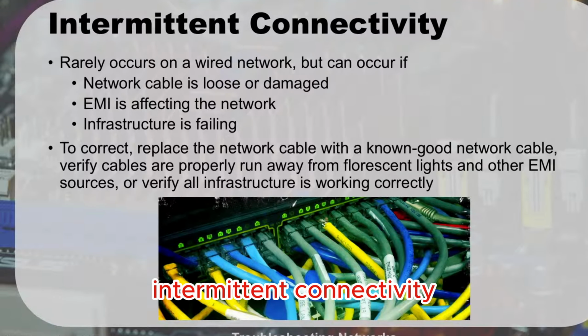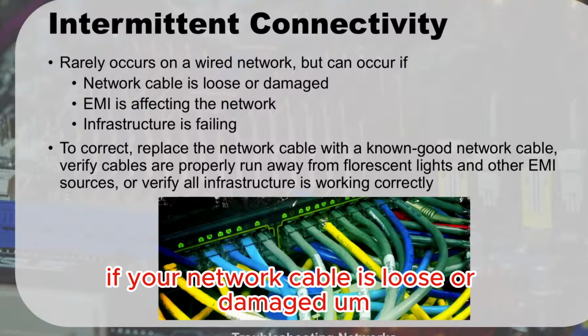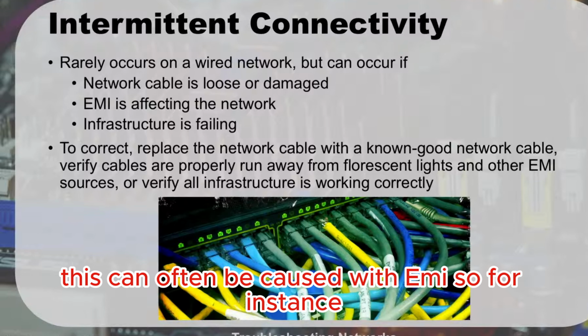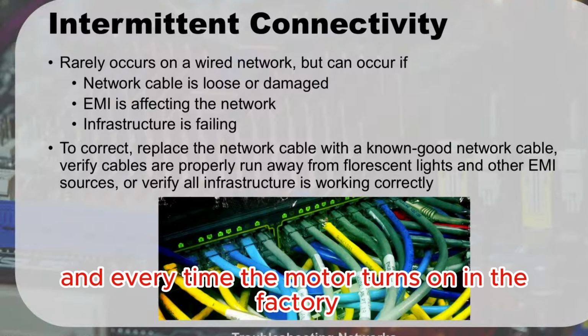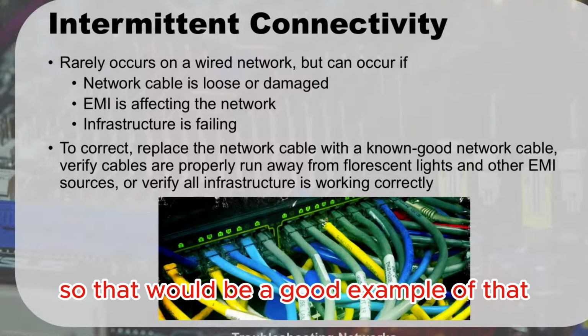Intermittent connectivity. Rarely this will occur on a wired network, but it can occur if your network cable is loose or damaged. Intermittent connectivity means sometimes it works, sometimes it doesn't. This can often be caused by EMI. So for instance, if I have a cable running across the floor, past a big motor, and every time the motor turns on in the factory, I lose my network because the motor creates EMI. So that would be a good example of that.